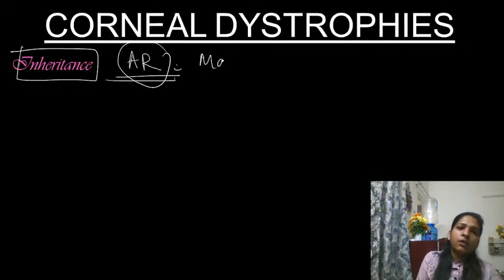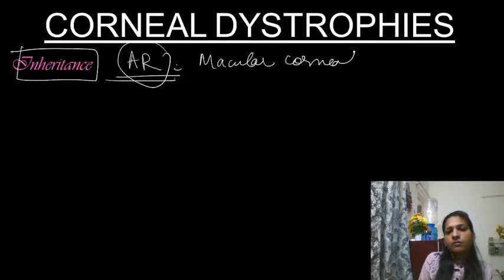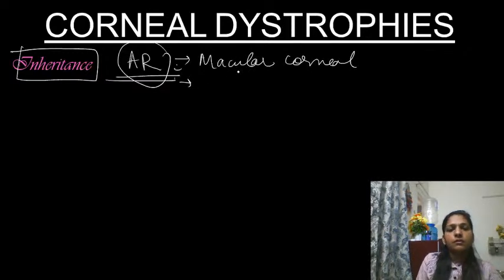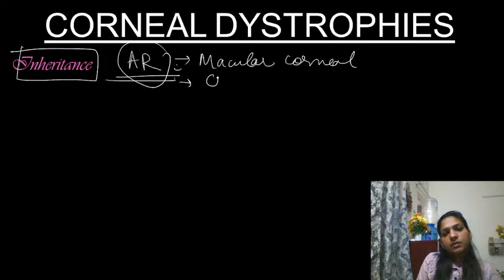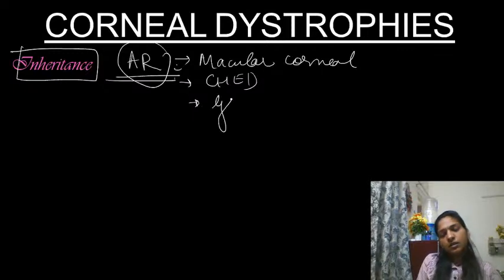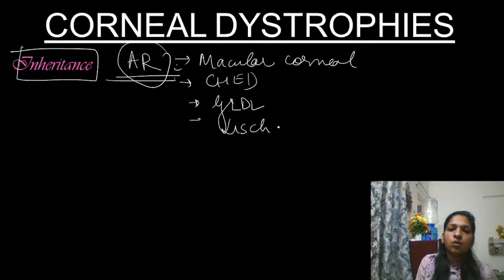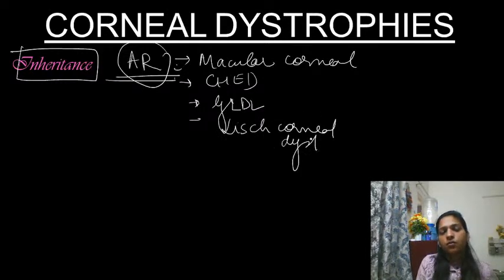The 4 exceptions are: first one is the macular corneal dystrophy. Second one is CHED. Third one is gelatinous drop like dystrophy, GDLD, and fourth one is Lisch corneal dystrophy.